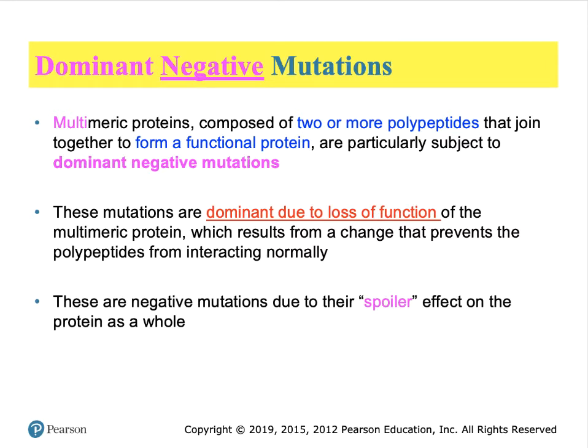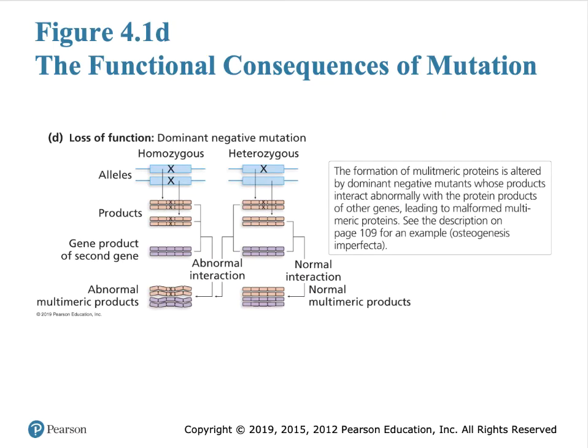It's like having two genes make two parts of your car, the front of your car and the back of your car. If the front of your car is okay and the back of your car is mutant, then your car is not going to get anywhere. Let's look at figure 4.1d. It can be a little confusing, so let's start by dissecting it. Let's begin at the end, like right here.